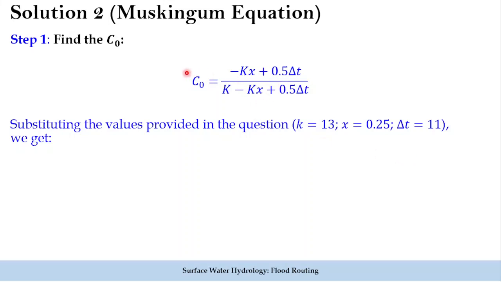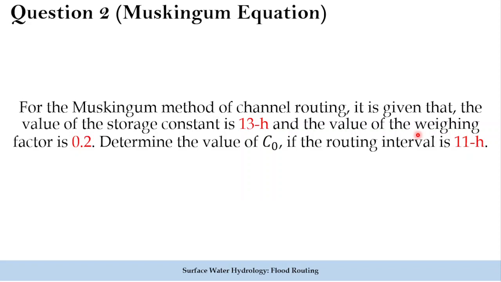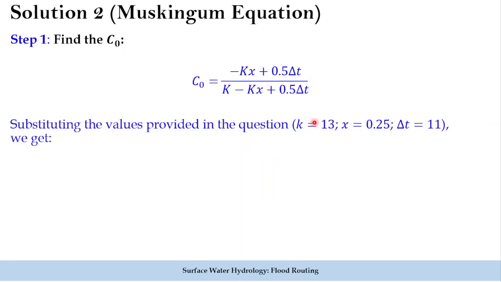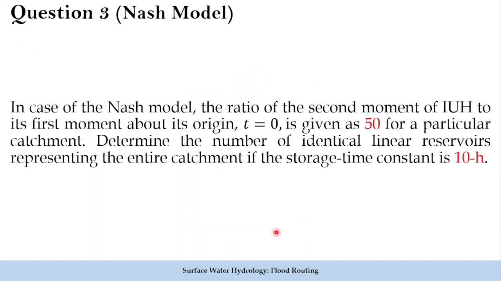So to estimate C0, we can use this equation on your screen, (-kx + 0.5 Δt) divided by (k - kx + 0.5 Δt). So here k is 13 hours which is provided in the problem, x is 0.2 and Δt is 11 hours which is already shown in the problem, as we can see. Right. So substituting all these values, we get C0 value as 0.1475. So that was the final response to that question.